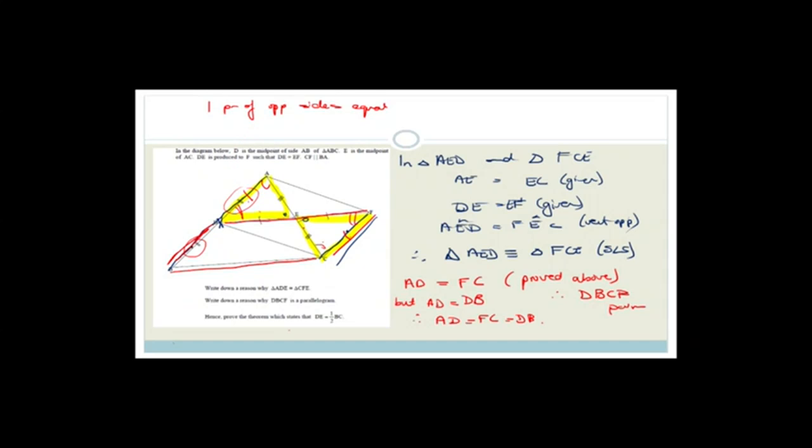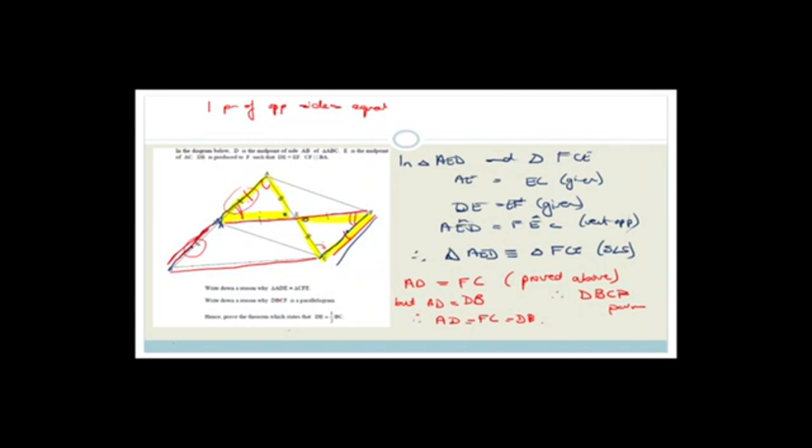It says in the diagram below, D is the midpoint of AB of triangle ABC, so D is the midpoint of that side there. E is the midpoint of AC. There is E, the midpoint of AC. And we also know that DE is produced to F such that DE is equal to EF. And we know that CF is parallel to BA.